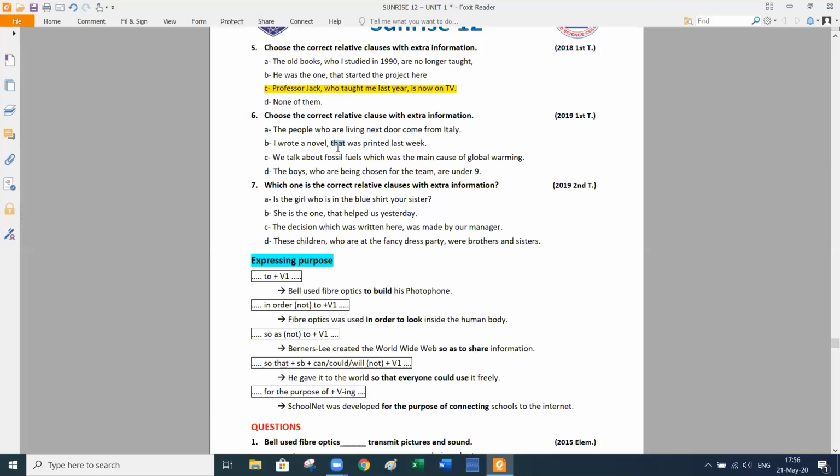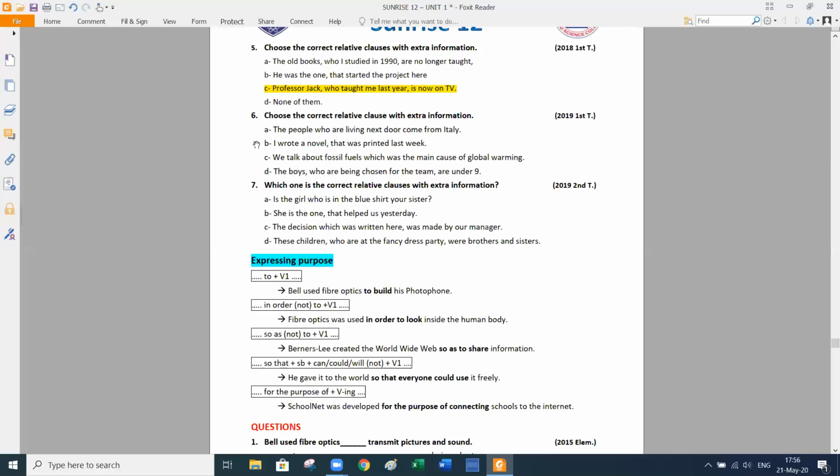If you write which, I wrote a novel which was printed last week would be a perfect sentence, because we say a novel. I wrote a novel, full stop. It would make sense. The meaning would be complete. But if you say I wrote a novel that was printed last week, it would be correct as well. In that case, I would explain which novel I'm talking about.